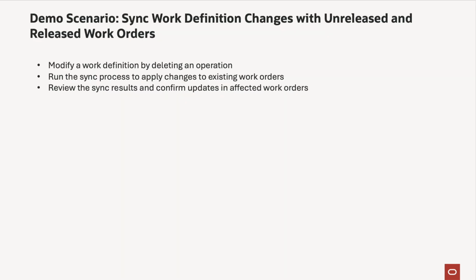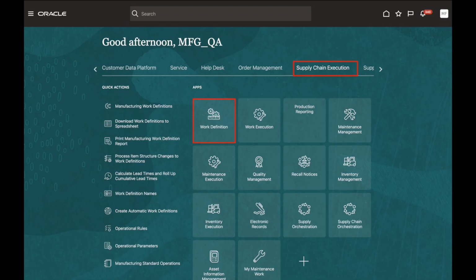In this demo, we'll see how changes to a work definition flow seamlessly into existing work orders. We'll start by deleting an operation and then run the ESS schedule process to apply these changes across eligible work orders. Finally, we'll review the sync results and confirm that each affected work order has been updated with the new operation structure. Log into the application as a manufacturing engineer.